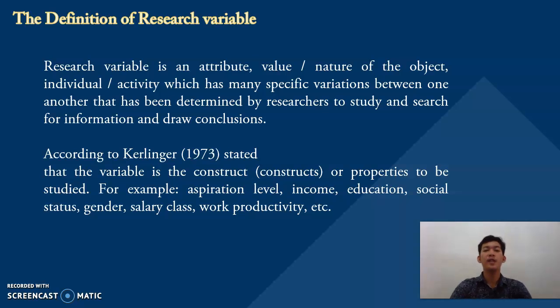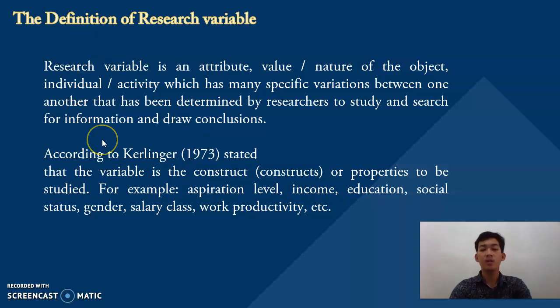First, about the definitions of the research variable. Research variable is an attribute value of the nature of the object, individual, or activity which has many specific variations between one another that has been determined by researchers to study and search for the information and draw conclusions. It is for the general definitions.